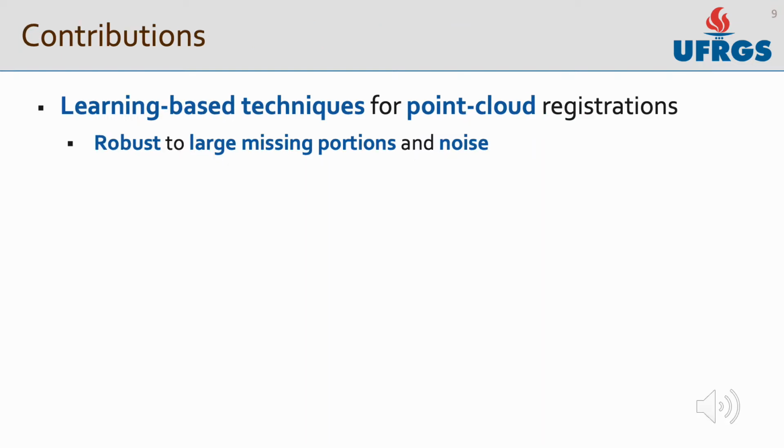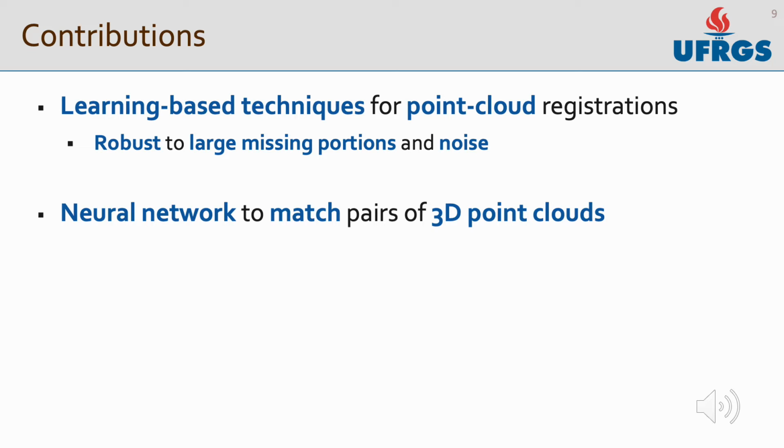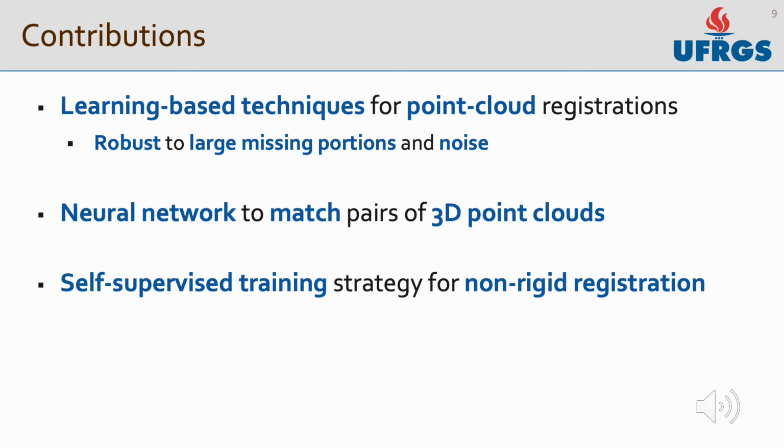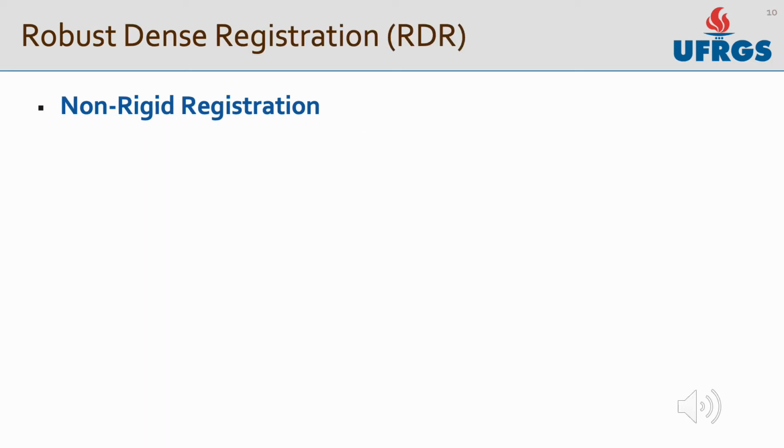Given the presented context, this work offers the following contributions: a robust learning-based technique for rigid and non-rigid registration, a neural network to estimate correspondences between 3D point clouds, and a self-supervised training strategy for non-rigid registration. We name our approach Robust Dense Registration, RDR, and it differs depending on the registration type.